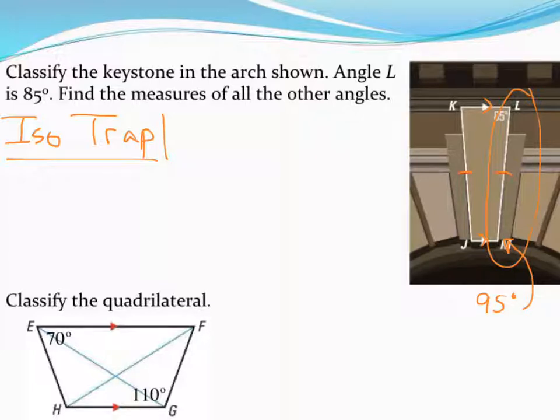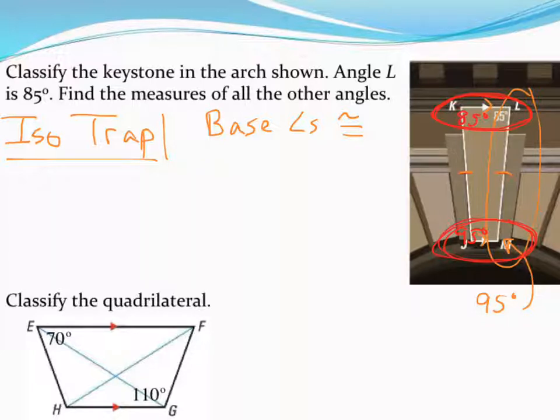But because we have an isosceles trapezoid, there's one more property I know. Specifically for an isosceles trapezoid, I know that base angles are congruent. Base angles are angles that are on the same base. I know, tricky vocab word right there. So these two angles up here are on the same base of the trapezoid, meaning they're both going to be congruent. So angle K is going to be 85 degrees. Because we have an isosceles trapezoid specifically, those two base angles are also going to be equal. So angle J is also going to be 95 degrees.